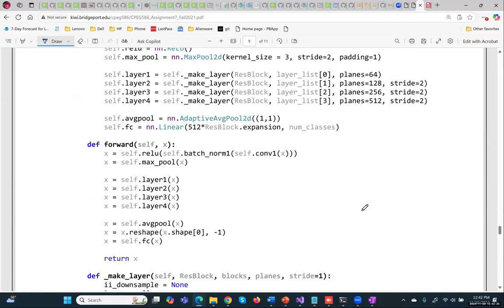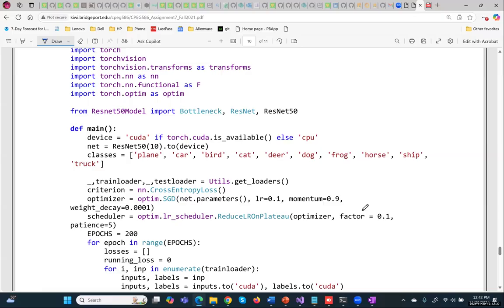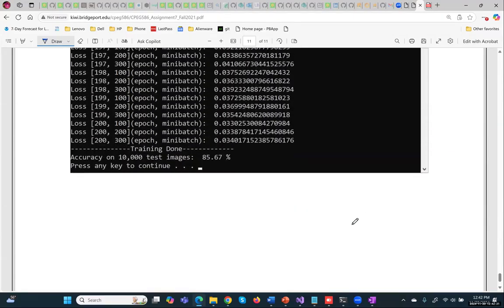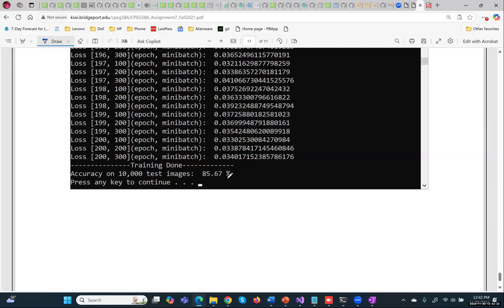Let me see if I have printed out what the final accuracy is. So for example, accuracy might come out to be 85.67%. If you just use a 2-layer network of your own, it might be around 70% accuracy. Some of the new transformer-based networks can easily give you 99% accuracy. So gradually we'll come to that.